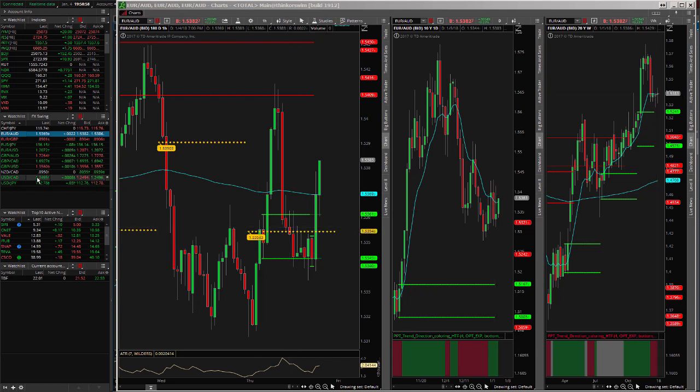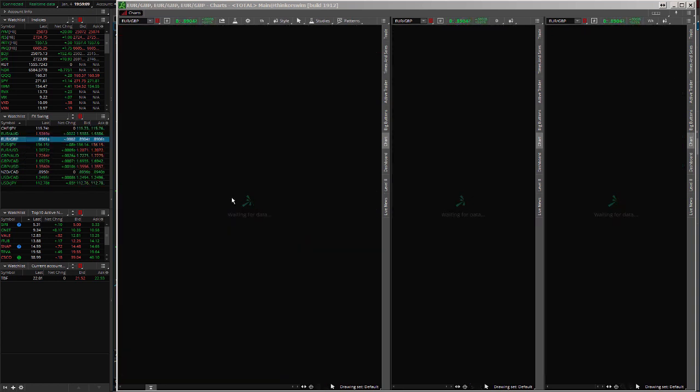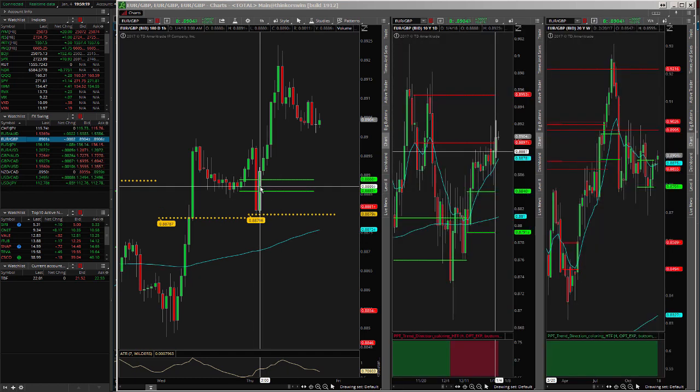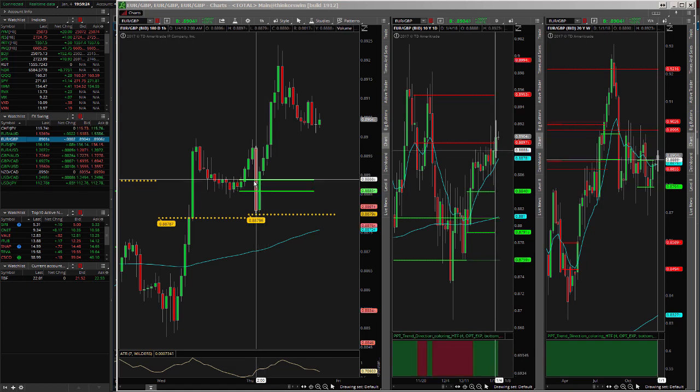And the last one is a euro pound. Where'd it go? Jeez, I couldn't see it. Okay. So I have a zone inside. I have an hourly zone inside of a weekly zone. My entry is going to be 88.88. The ATR at this point in time was 7. So that would put me at 81.